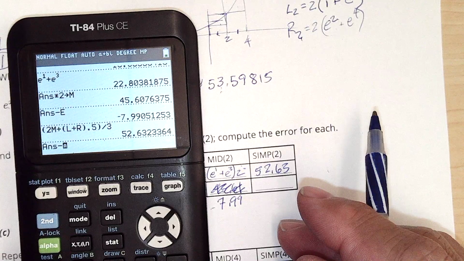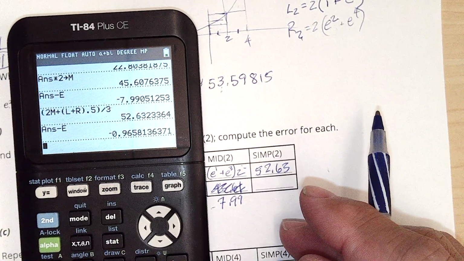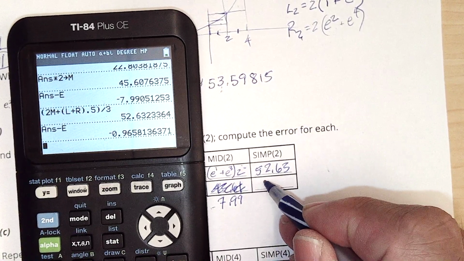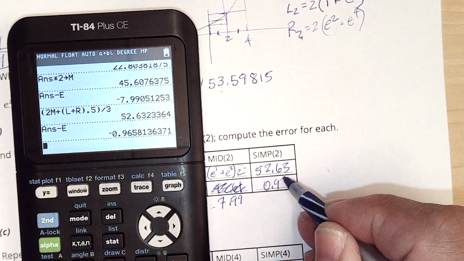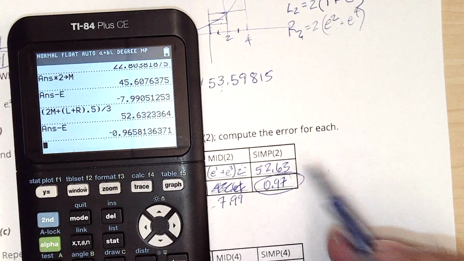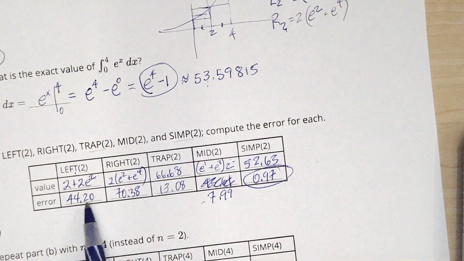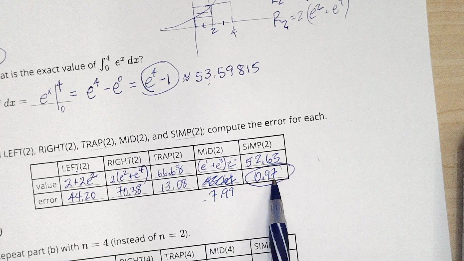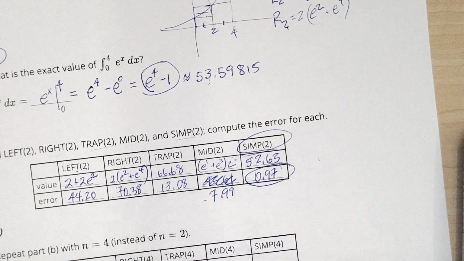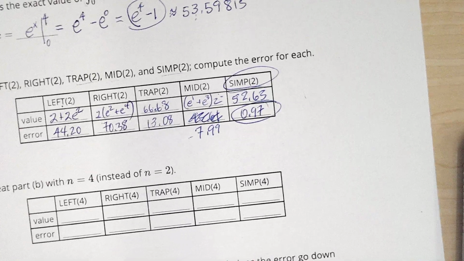And if I subtract the exact, where's E? There it is. I get missed by only 9.7-ish. So huge error, not so bad. Getting better, the best estimate. That's what it's trying to point out for Simpson.